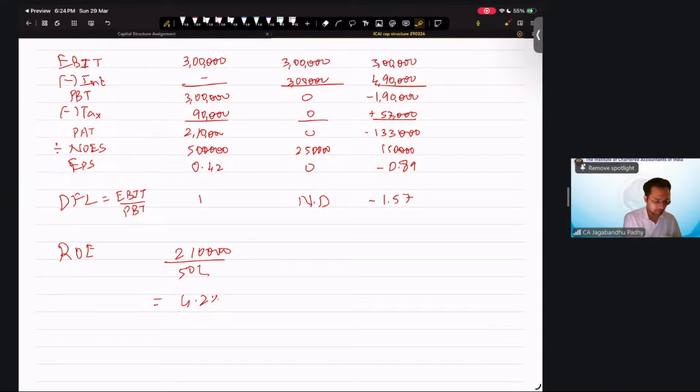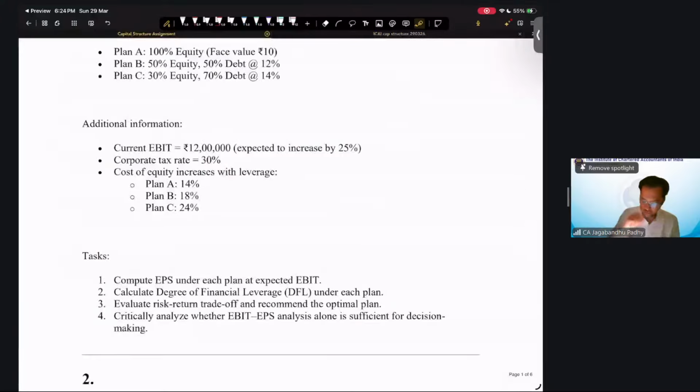Should we be making an investment into this project or no? We should not, right? Because the returns are not sufficient to match our cost.